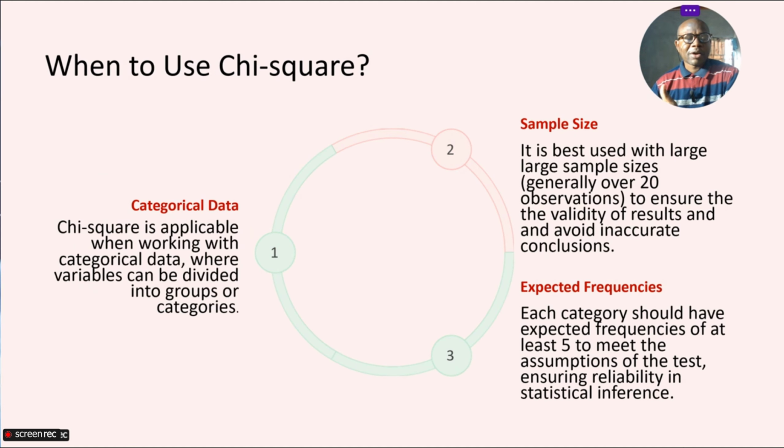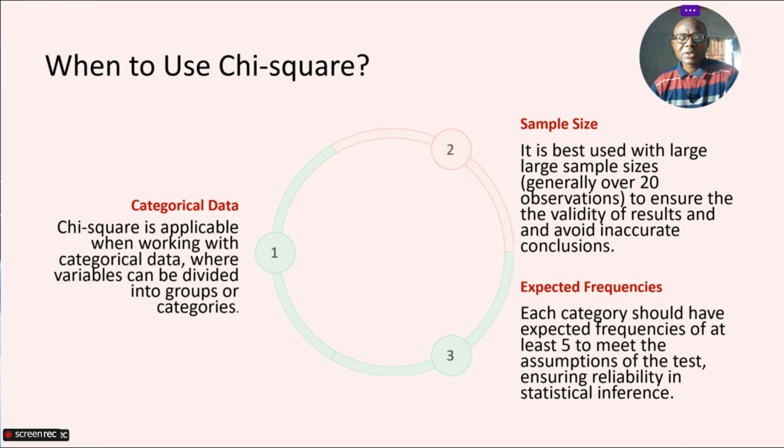Good. Now, when do we use the chi-square statistics? Number one, when we are dealing with categorical variables. Categorical variables are variables that try to divide a population or a data set into groups. We say they are categorical in nature, okay? Maybe you have the male group, the female group.